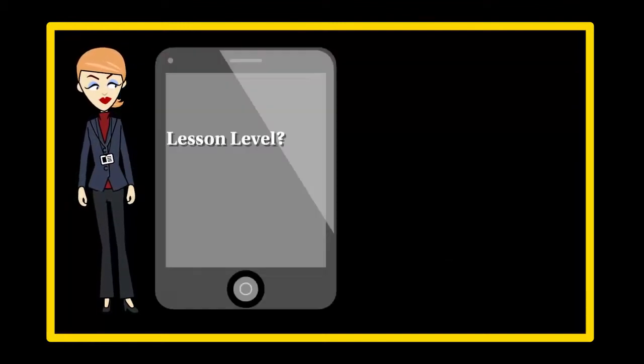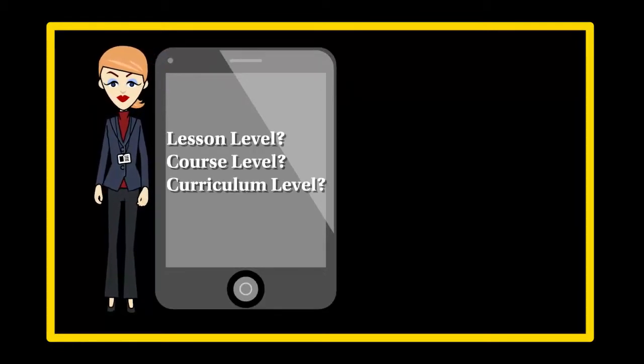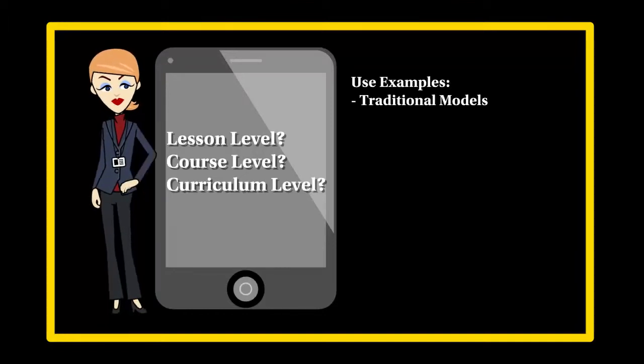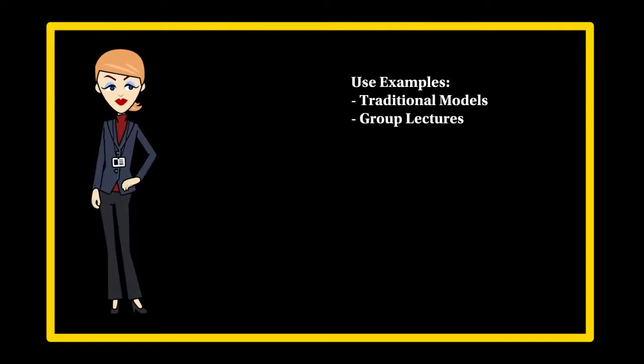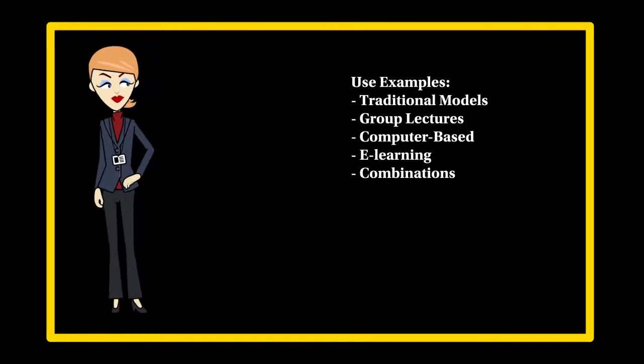The delivery system may also have different levels. It can be lesson level, or course level, or even curriculum level. For your instructional strategy, you'll want to consider defining it through using examples such as traditional models, group lectures, computer-based, e-learning, or even combinations of different types of delivery.